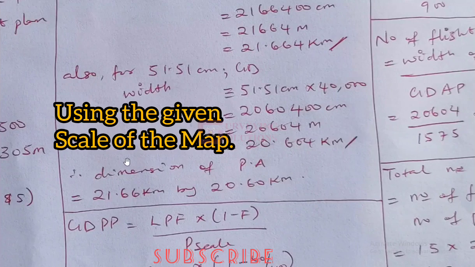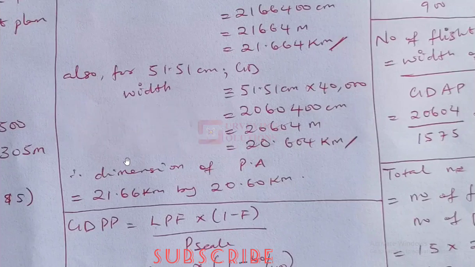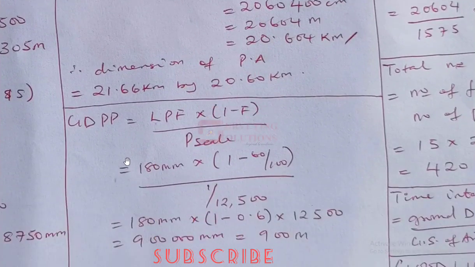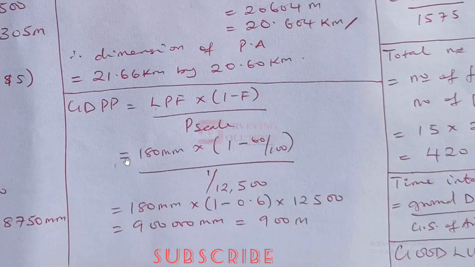So it's very important you pay attention to both scales you saw there on the question, right? Because one of them will help you convert the dimension of the project area to its equivalent ground dimension from the map dimension. Are we together? Good. So having established that, let's move to the next one.